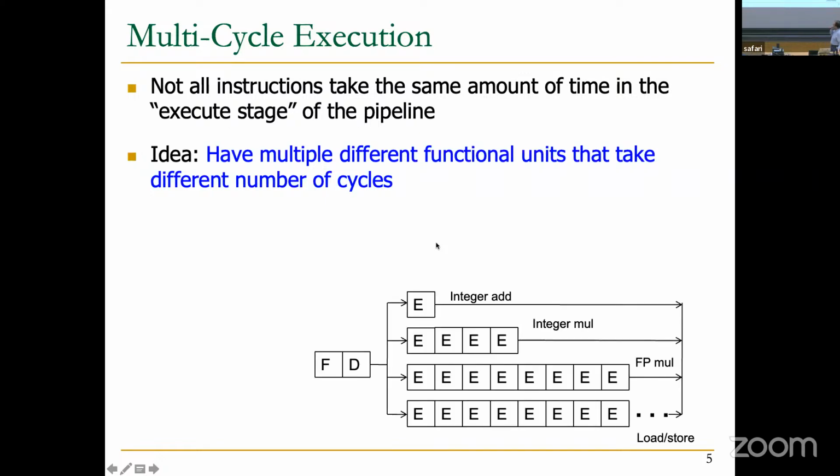This is an example where, after fetching and decoding an instruction, depending on the type of instruction, we can dispatch to a different execution line. For integer addition, we may have only 1 cycle for execution. For integer multiplication, we have 4 cycles. For floating point multiplication, we have 8 cycles, and so on and so forth. This is the architecture that we want to achieve in multi-cycle. It can be pipelined or non-pipelined. Today we're gonna only focus on the pipelined design of such a multi-cycle processor.